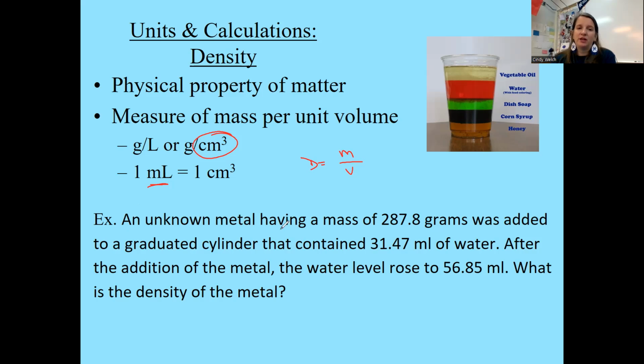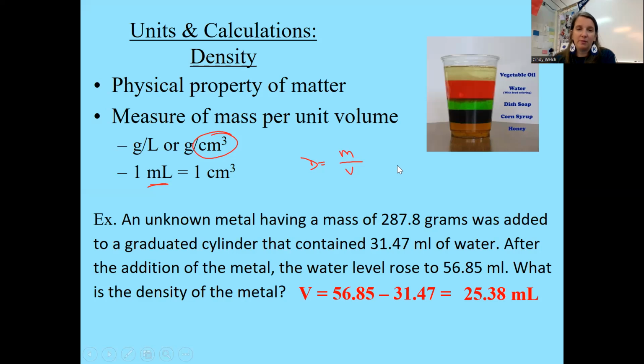So we have this question: an unknown metal having a mass of 287.8 grams was added. It says it had a graduated cylinder that had a certain amount of water. When you added the metal, it raised the water level. What's the density of the metal? So the first thing that you want to do is find out how much water was displaced. So you want to subtract those two volumes so that you can find out the volume of your object. Because this is the ending volume of water, this is the beginning volume of water, this is the volume of your object.